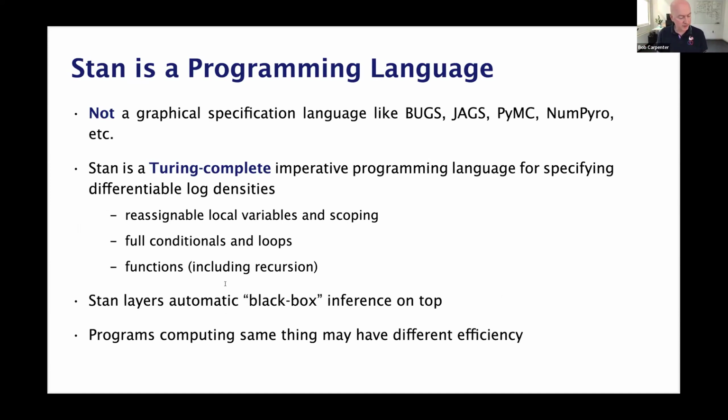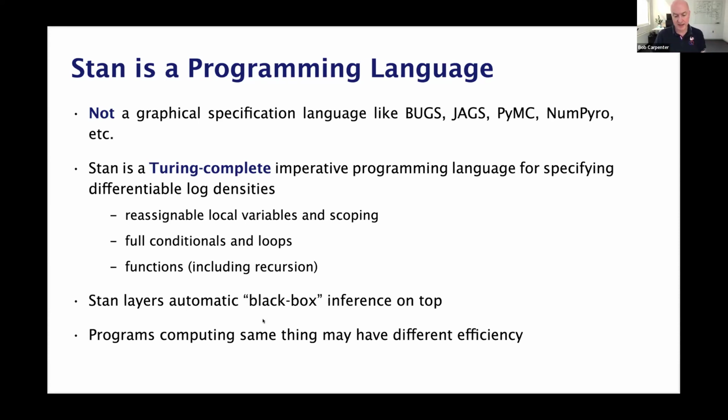So getting into a little more detail on what Stan is, right? Stan's really a programming language. It's not a graphical specification language, right? It's Turing complete, in fact, meaning that you can write any program you could write in C, you can write in Stan. Its main purpose is to define differentiable log densities and predictive quantities inside of generated quantities. So unlike things like BUGS, it allows reassignable local variables and scoping, full conditionals and loops. You can write your own functions, including recursive functions in Stan. So it really does let you very flexibly write models down as long as you can specify the density and ideally keep that density continuously differentiable or not too jumpy.